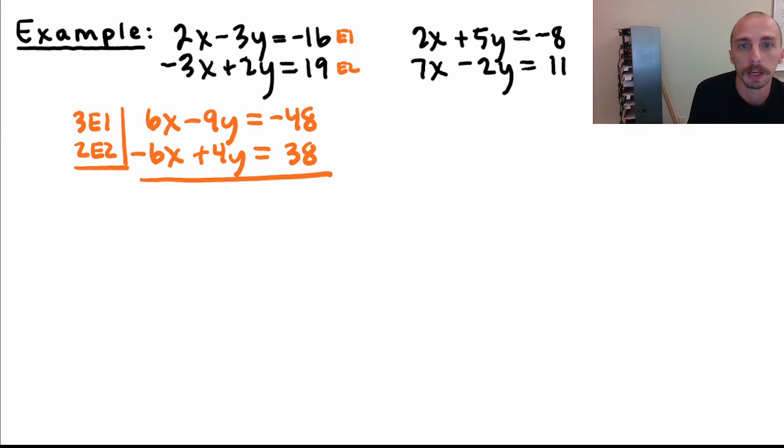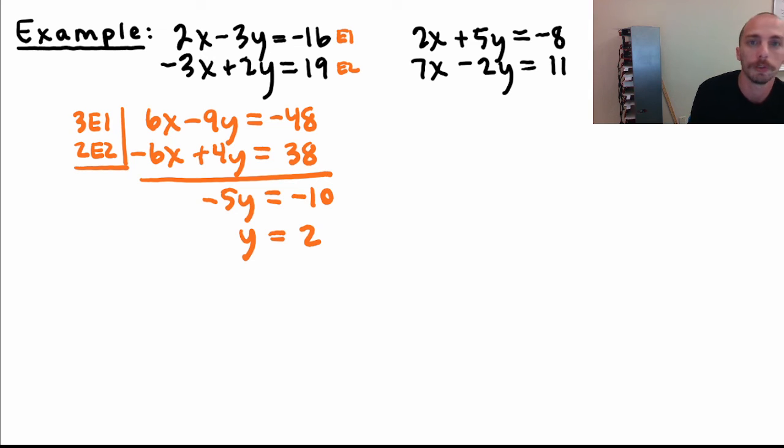Okay, now I'm set up for elimination, right, with that 6x and that negative 6x. So I add them together, I get no x's, negative 5y's equaling 38 minus 48, that's negative 10. Okay, divide by negative 5, and I'm going to get y is equal to 2.